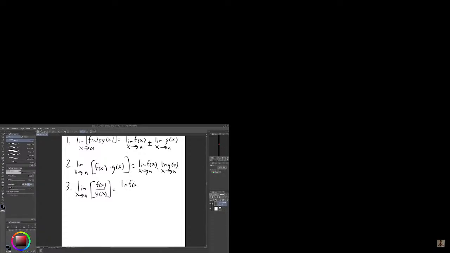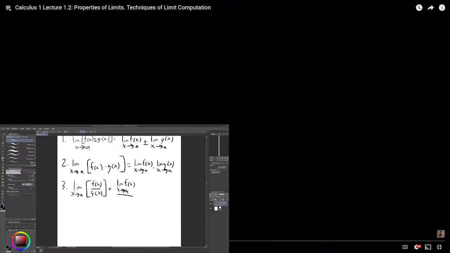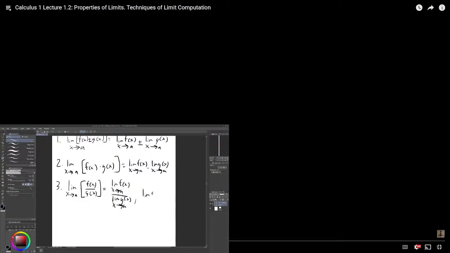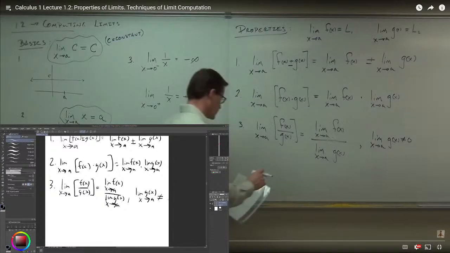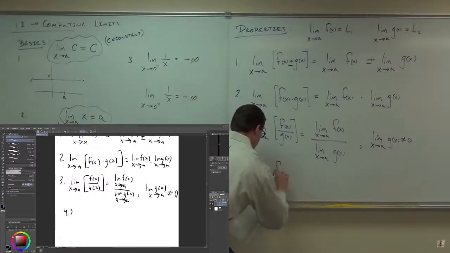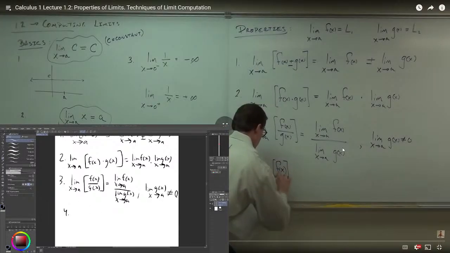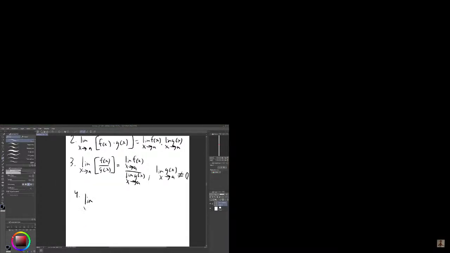Last one, the one that I find the most interesting. This is really cool. I know we're a minute or two over. Sorry about that. If you have a limit of some function raised to a power, this is the coolest one. You're going to see why next time.